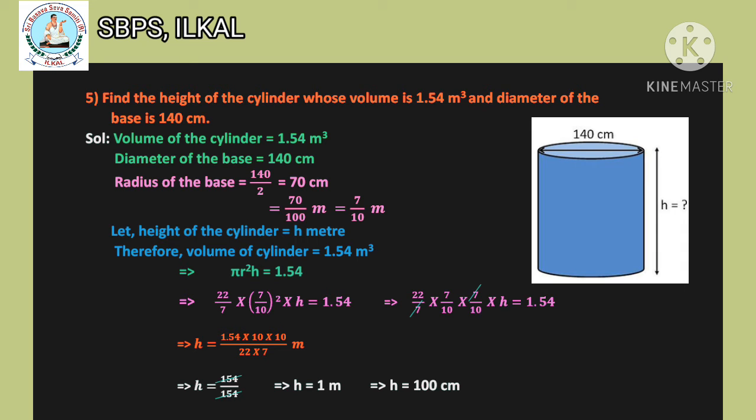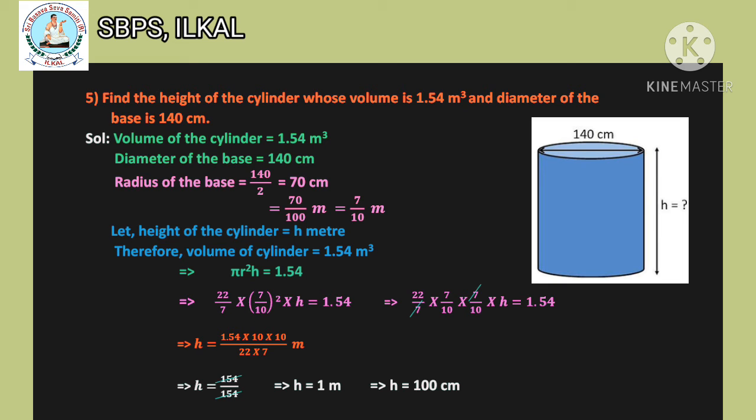Radius of the base is equal to d by 2, that is 140 divided by 2, which is equal to 70 centimeter. This 70 centimeter we can write in meter, that is 70 divided by 100, which is equal to 7 by 10 meter. Let height of the cylinder is equal to h meter. Therefore, volume of cylinder is equal to 1.54 cubic meter.